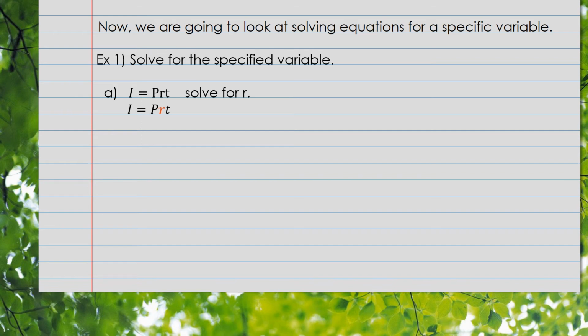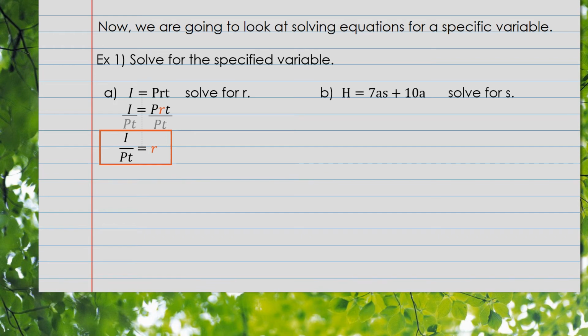So we need to undo the operation. Well, what's the opposite operation of multiplication? That would be division. So we must divide the right side by PT as long as we do it to the other side. And we see P divided by P reduces to 1. T divided by T reduces to 1. And so you're left with R all by itself. On the left side, you cannot reduce, so it will remain I all over PT. And that would be your solution.